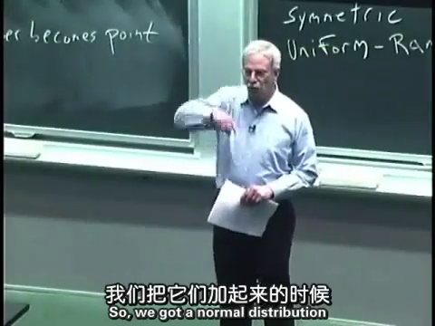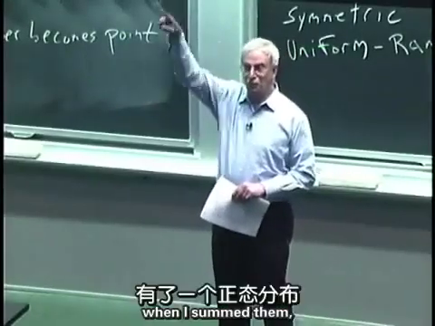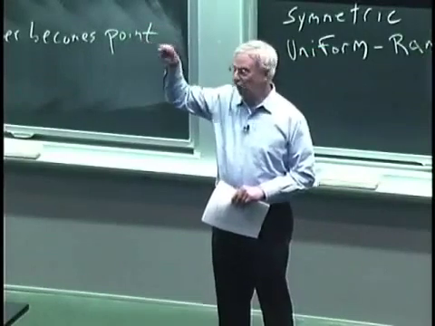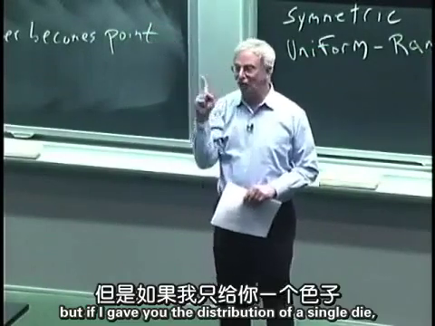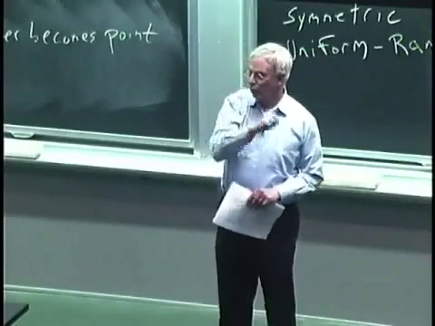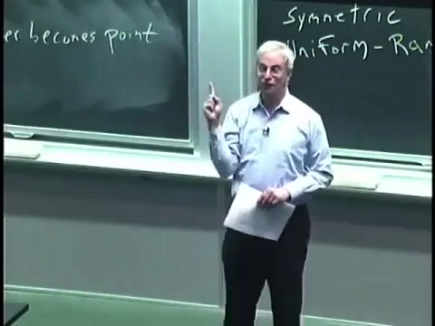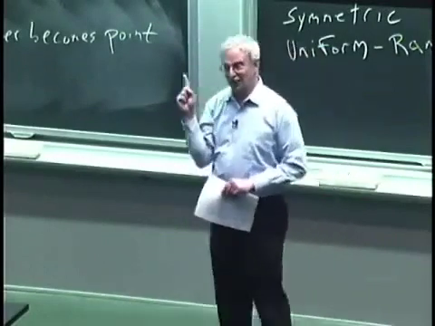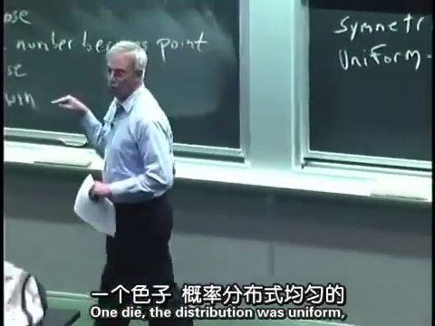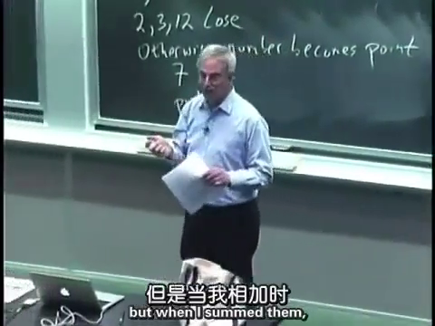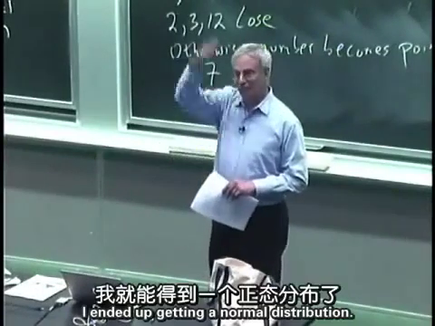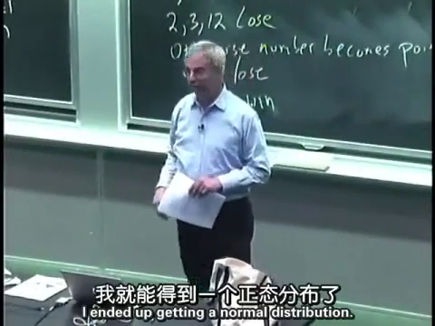So we got a normal distribution when I summed them. But if I gave you the distribution of a single die, it would have been uniform, right? So there's an interesting lesson there. One die, the distribution was uniform, but when I summed them, I ended up getting a normal distribution.